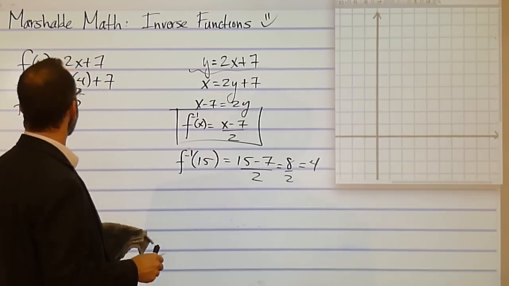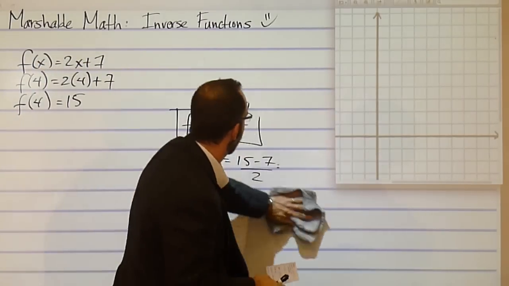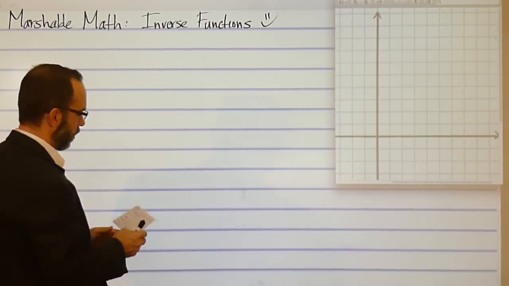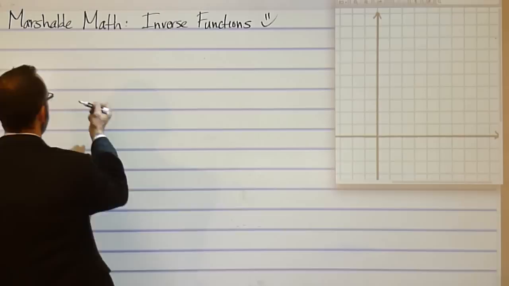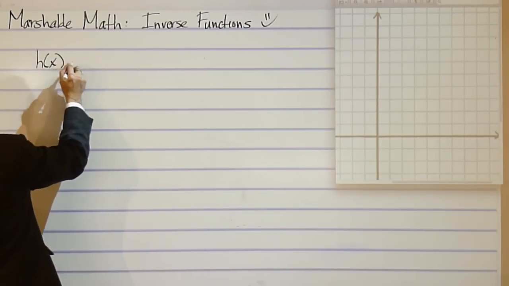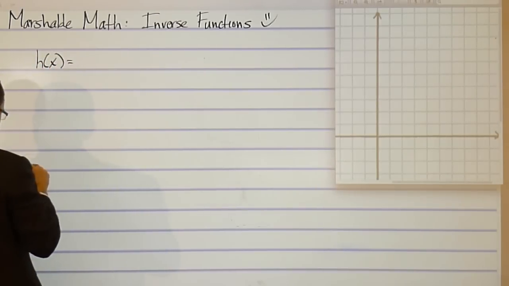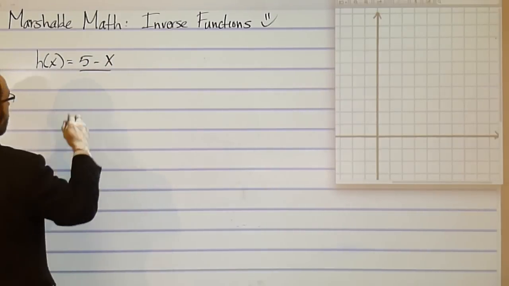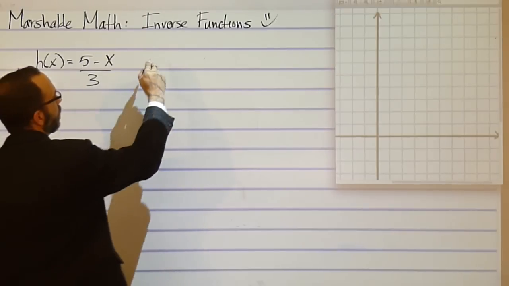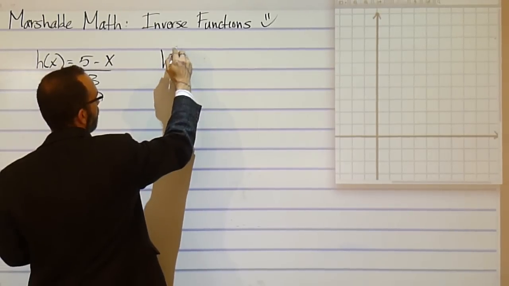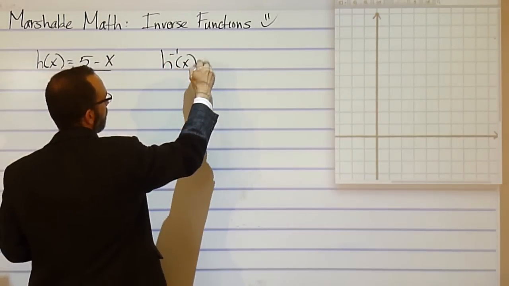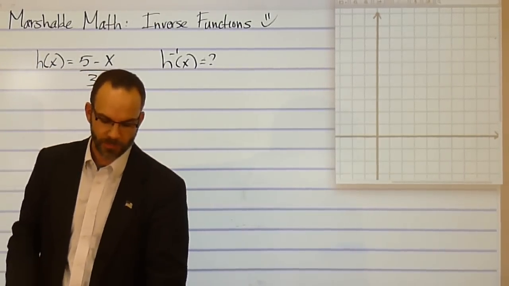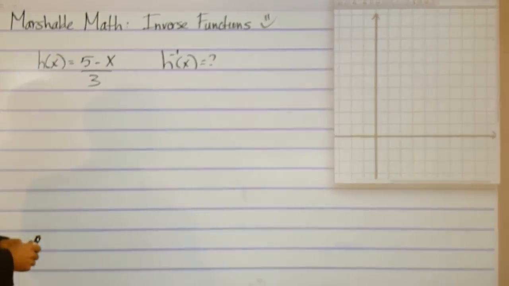Try this. Let me give you a practice one to do. Practice one. Let's call this one h of x. H of x, I'm going to say, is 5 minus x all over 3. Okay? I want you to find the inverse function. Go through that process I gave you and see if you can come up with the inverse function. Go. Press pause. Do it to it.